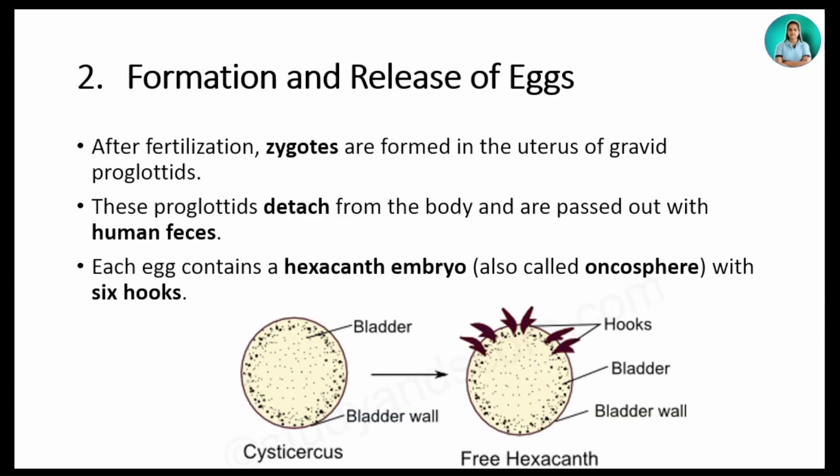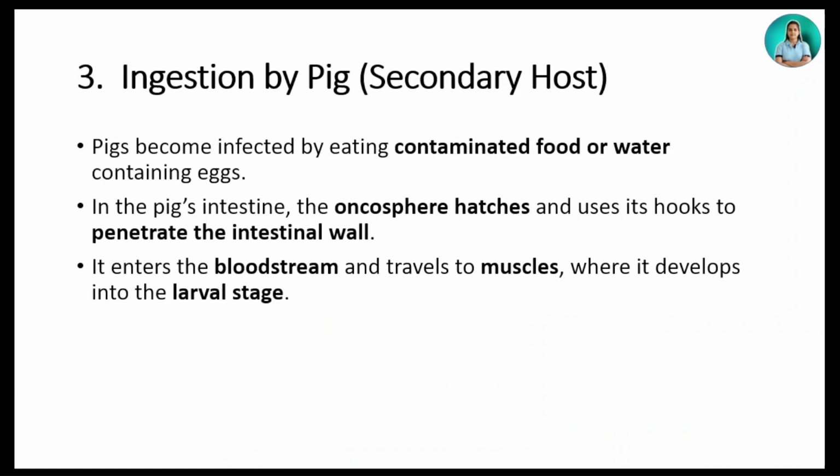The second stage is the formation and release of eggs. After fertilization, zygotes are formed in the uterus of the gravid proglottids. These proglottids detach from the body and are passed out with the human feces. Each egg contains a hexacanth embryo, which is also known as an oncosphere. And in the oncosphere, 6 hooks are present, due to which its embryo is known as a hexacanth embryo. You can see it in this diagram.